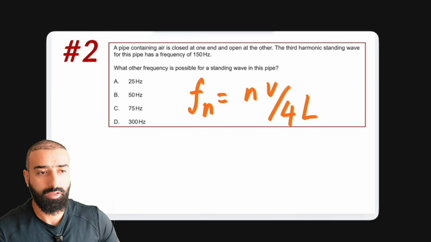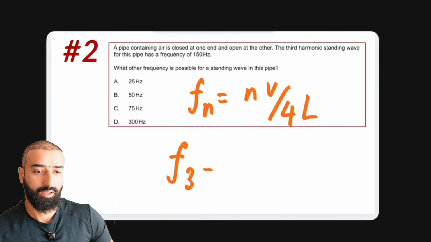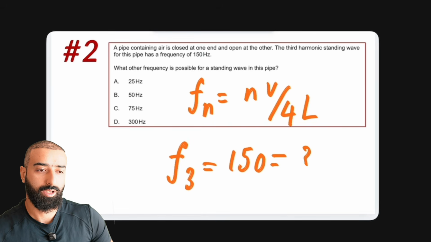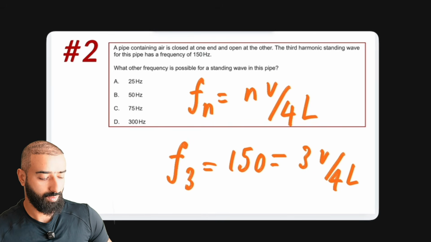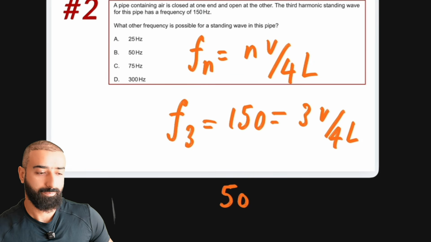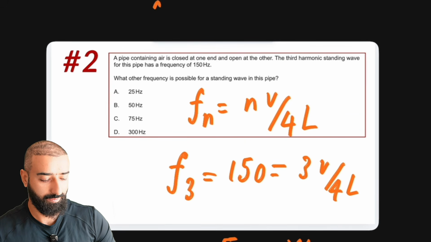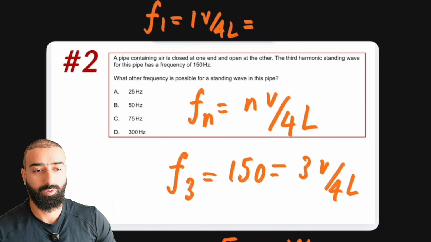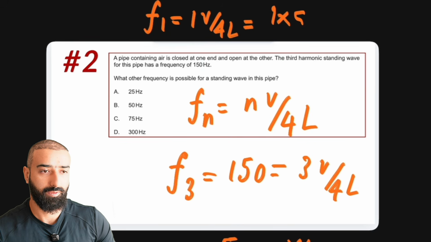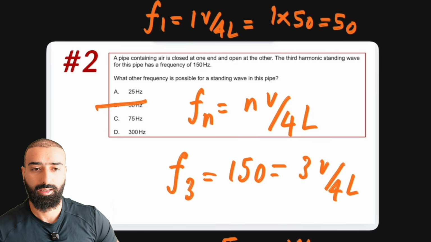Now, we're given that the third harmonic is 150. So F3, which is 150, would be 3V over 4L. From this, you can find V over 4L, which would be 50. 50 is V over 4L. Alright, so we got V over 4L. How about the first harmonic? The first harmonic would be 1V over 4L. We found V over 4L was 50, so 1 times 50 is 50. So the first harmonic would be 50, and that's part B, and that's it.